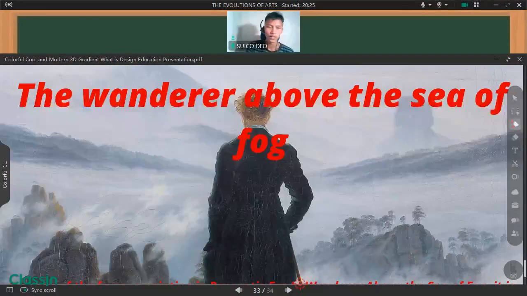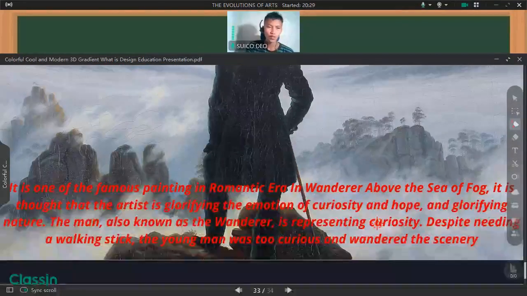One of the examples is Wanderer Above the Sea of Fog. It is one of the famous paintings of the Romantic era. It is thought that the artist is glorifying the emotions of curiosity and hope, glorifying nature. The man, also known as the Wanderer, is representing curiosity. Despite needing a walking stick, the young man was too curious and is wandering the scenery.